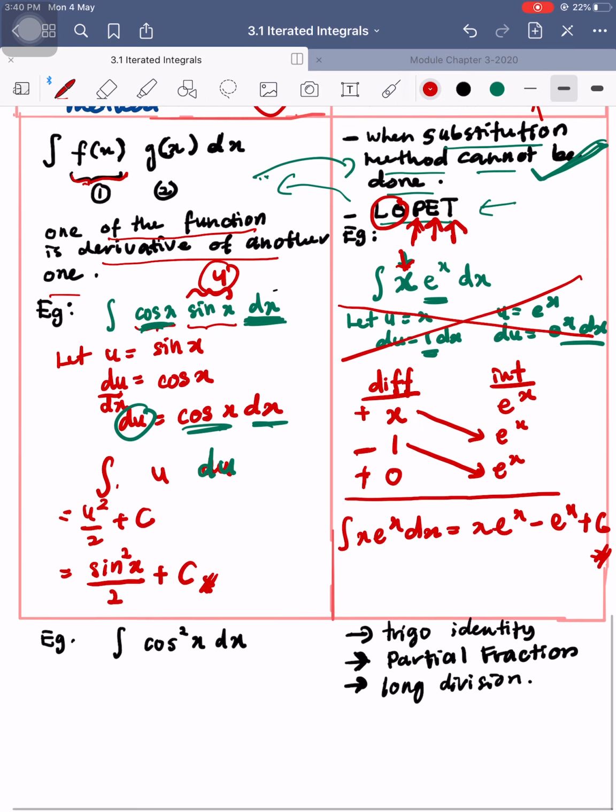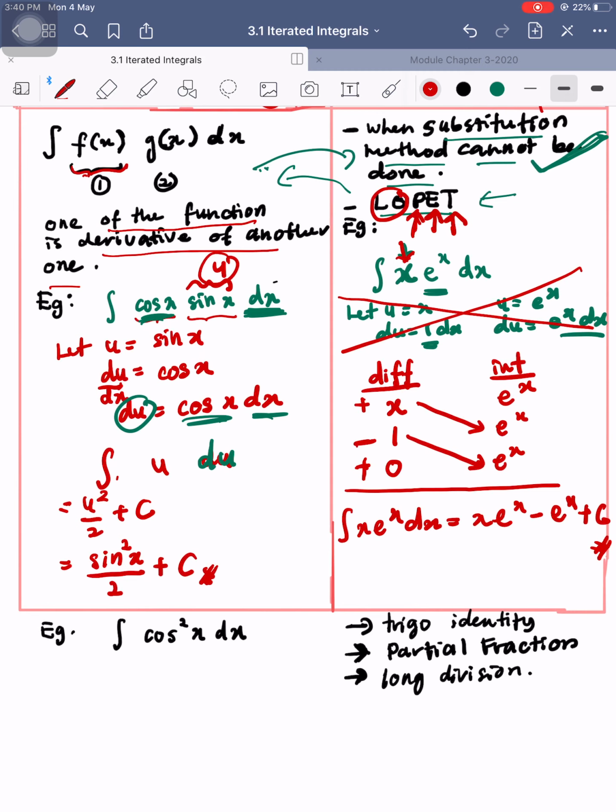Okay, for the last example, let's say I have cos squared x. This one you cannot solve by substitution. You also cannot solve by parts, because this one is cos multiplied with cos, becoming cos squared. If you want to use substitution, there's no partner that is the derivative of it. And if you want to choose by parts, there's no combination of LIPET. So how are you going to solve this one?